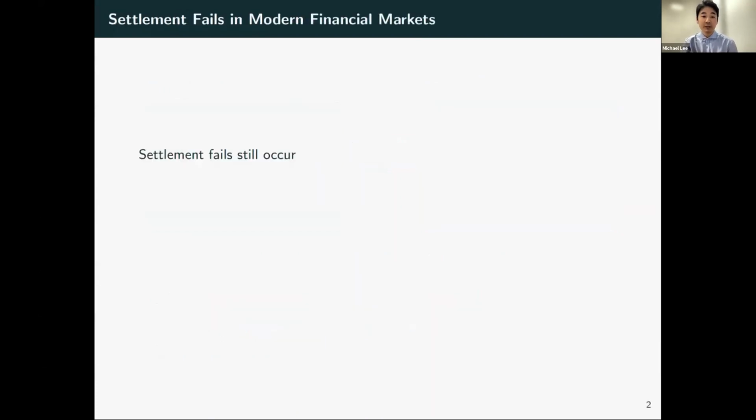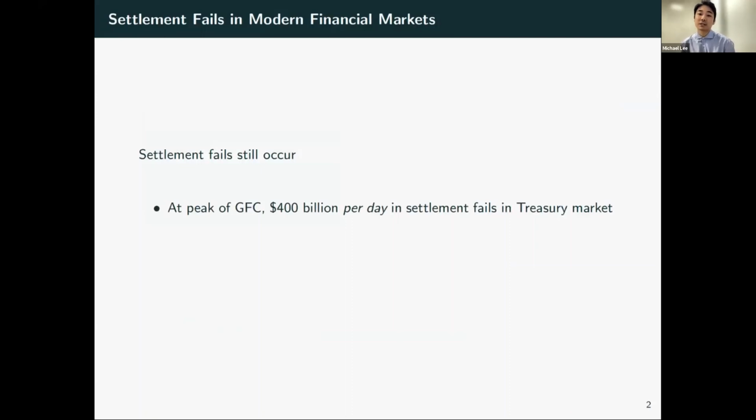Now, at the same time, settlement fails or failures in settlement still occur. In fact, at the peak of the global financial crisis, $400 billion per day in settlement fails occurred in the treasury markets. Now, it was so severe that we had to implement some changes in order to try to reduce this, and we still have settlement fails continue up to this day.